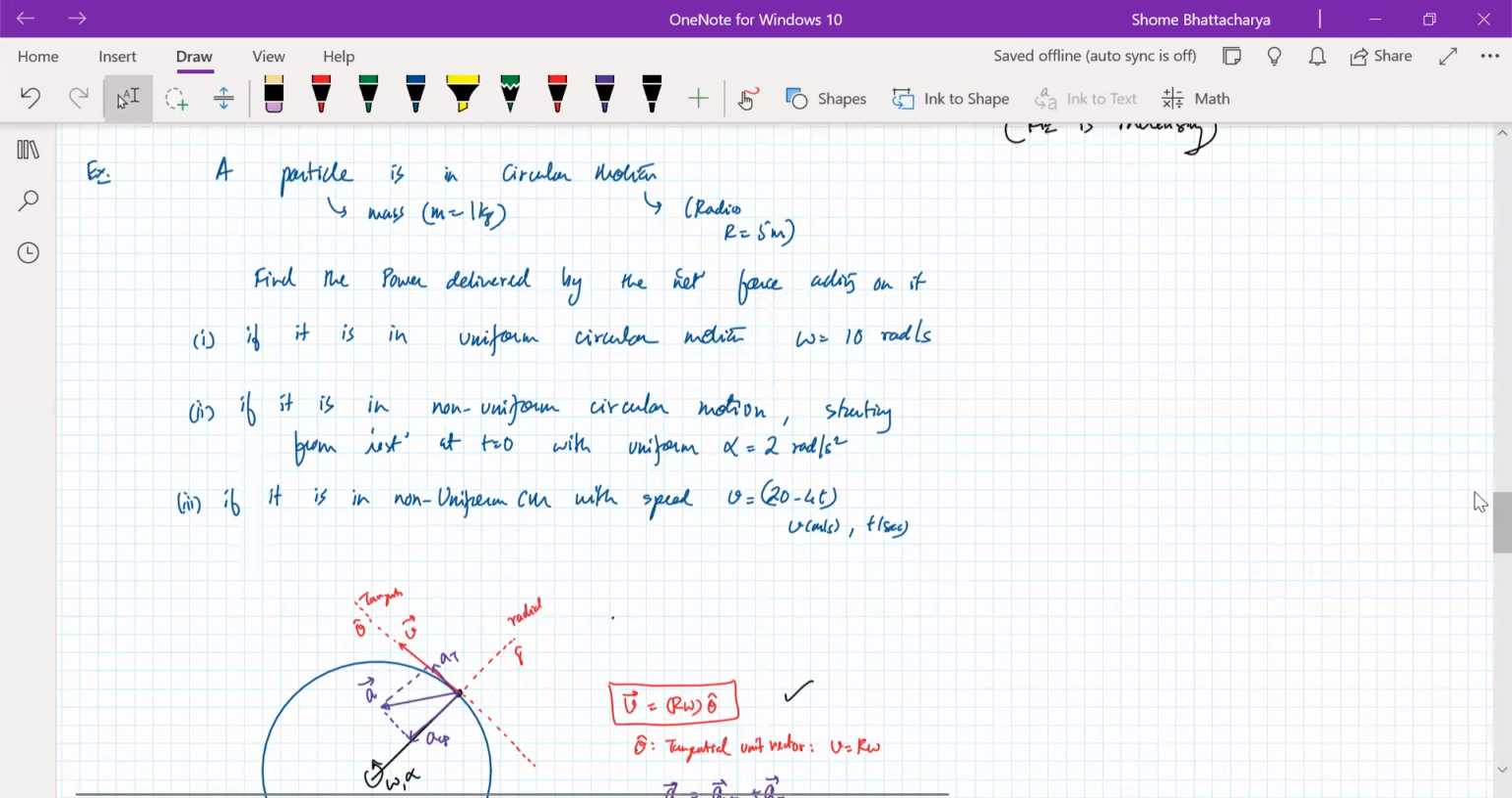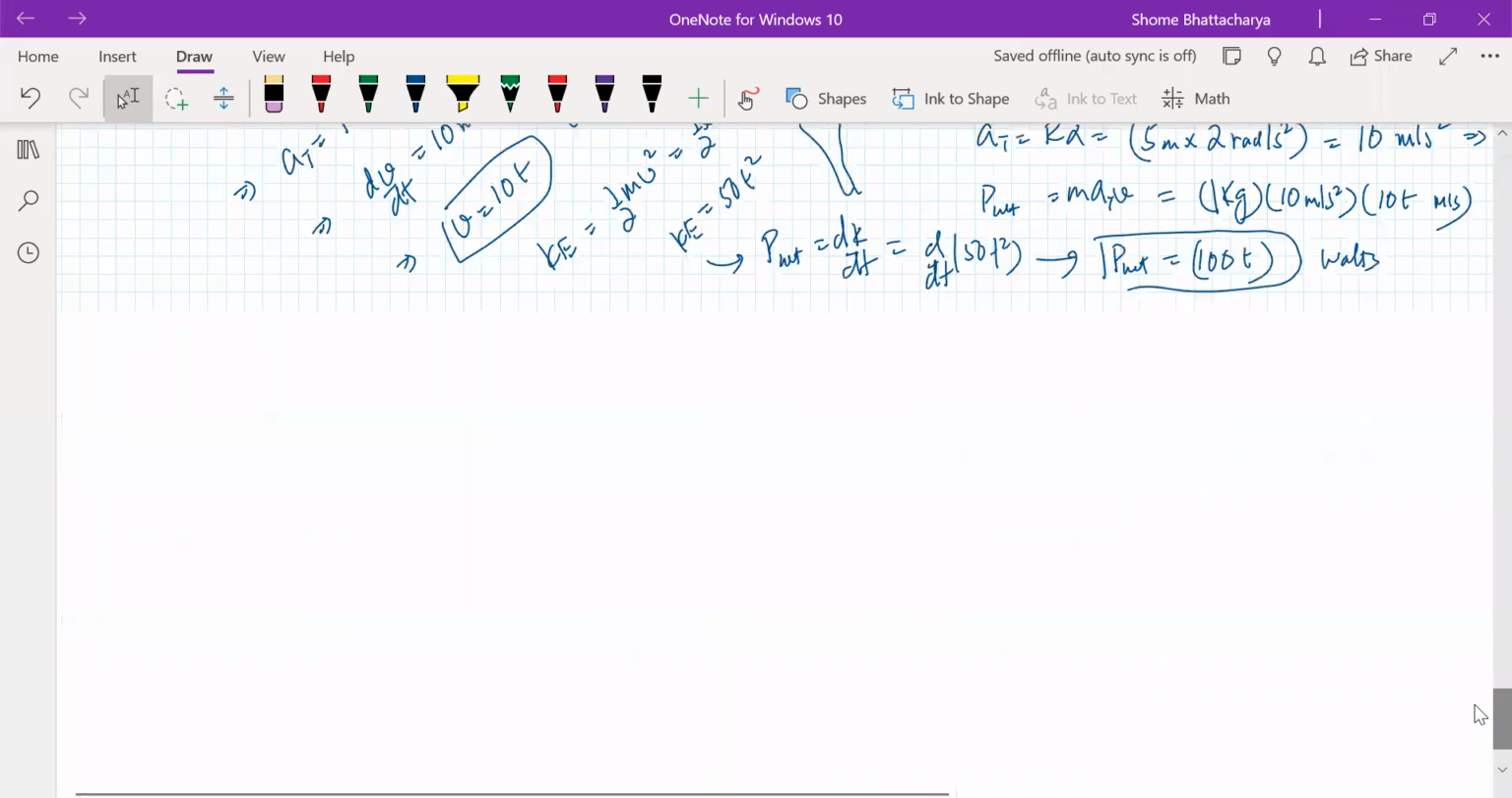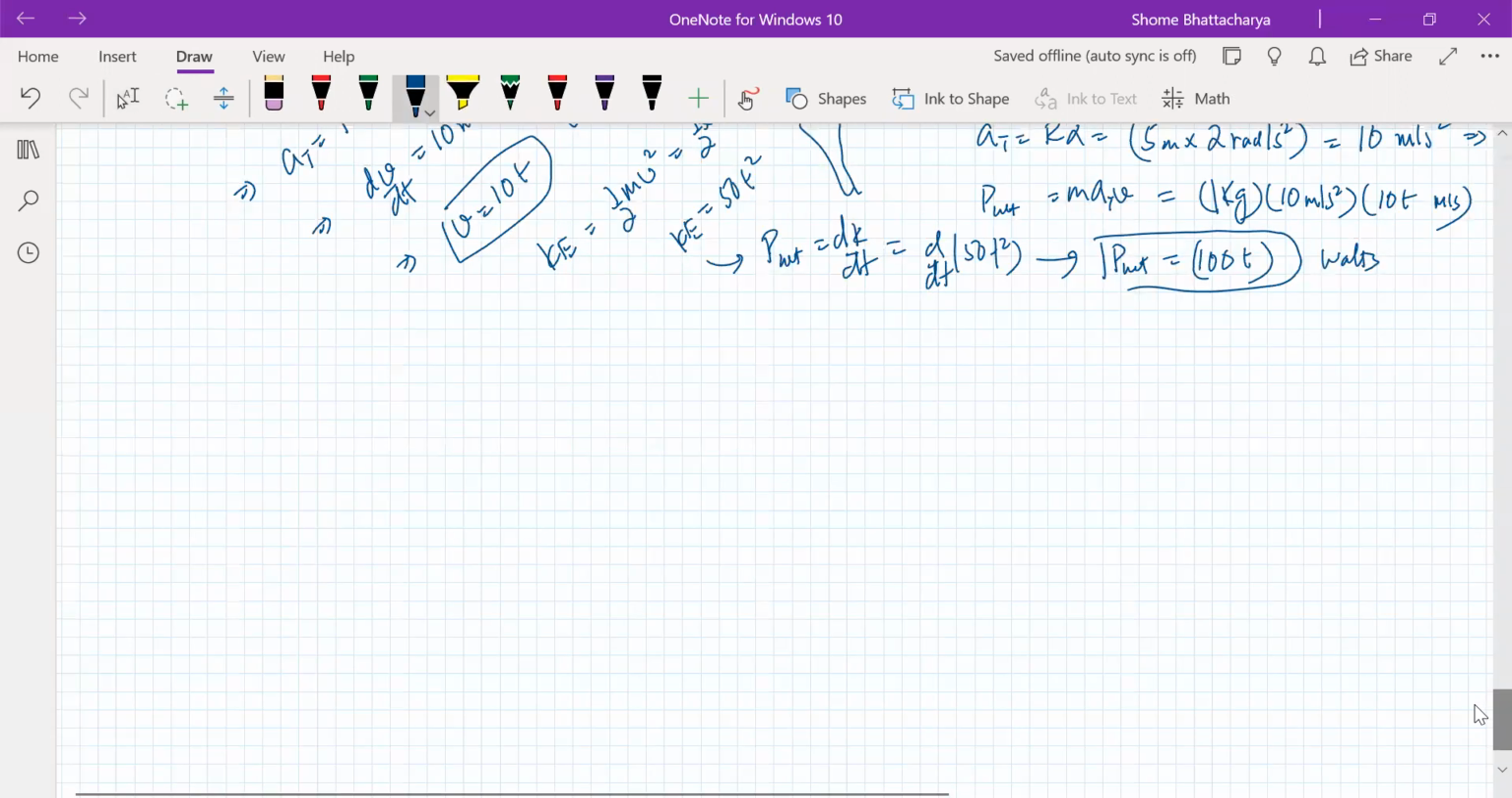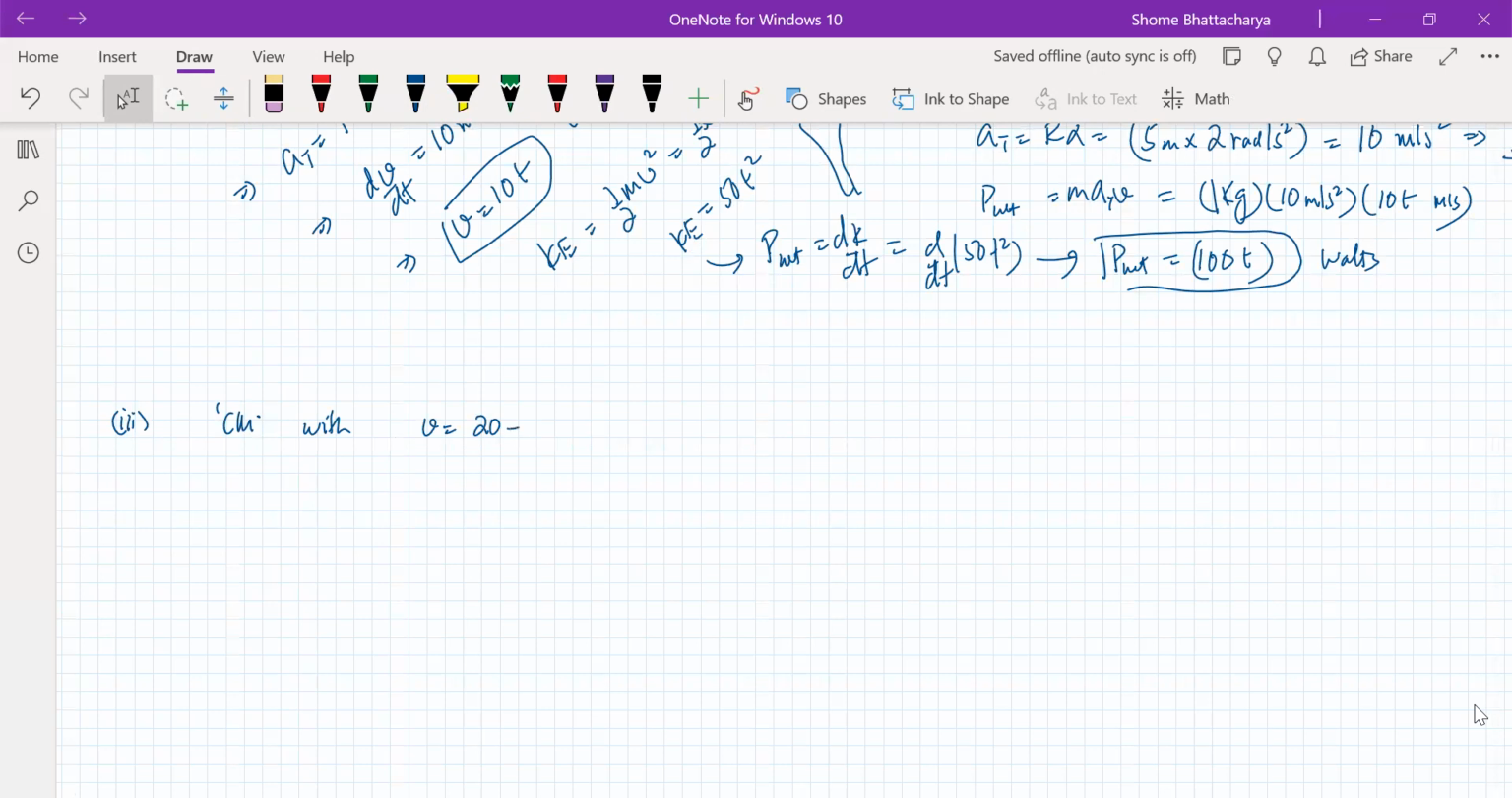So in this case, now you can see that there is a uniform tangential deceleration. In the third case, it's a circular motion with instantaneous speed as 20 minus 4t. So this means that the tangential acceleration, which is the rate of change of speed, is minus 4 meters per second square. So there is a tangential deceleration.